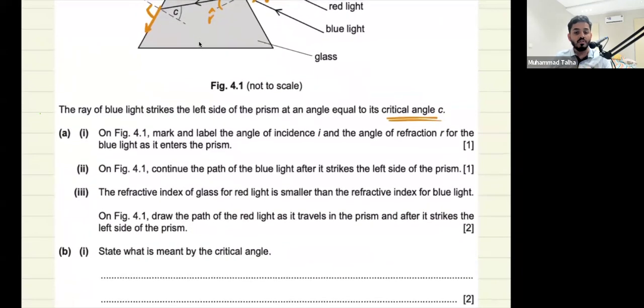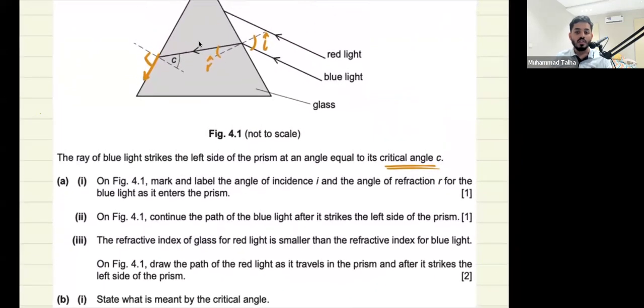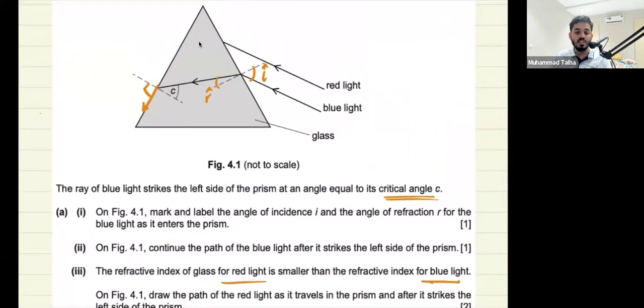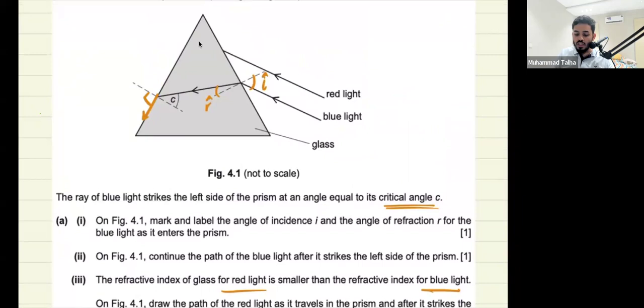Then part 3: the refractive index of glass for red light is smaller than the refractive index for blue light. The refractive index is just a measure of bending. So the idea is that the red light would not quite bend as much as the blue light. So I'm going to make this definitely more gentle here. And also in this case, it would not bend as much. So this is what I would make it to be. Less dense to more dense, it bends towards the normal. More dense to less dense, it bends away from the normal.